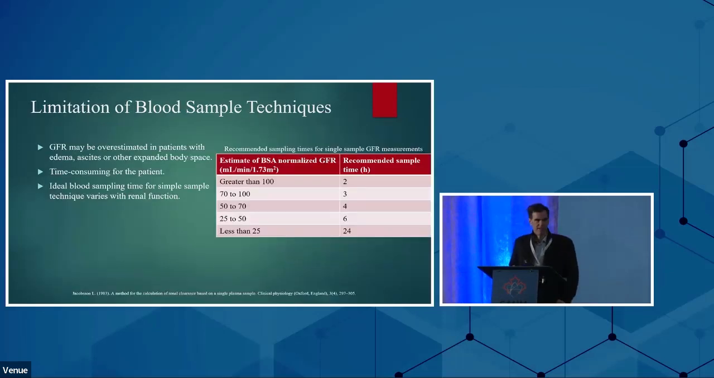But there are limitations with blood samples because some patients may have edema, ascites, anasarca, or any third spacing, and that may cause overestimation of the GFR. A blood sample at 3 hours also means that the patient needs to stay in the nuclear medicine department for at least 3 hours. And also, the ideal blood sampling time is not the same, depending on the creatinine clearance of the patient, or the GFR.